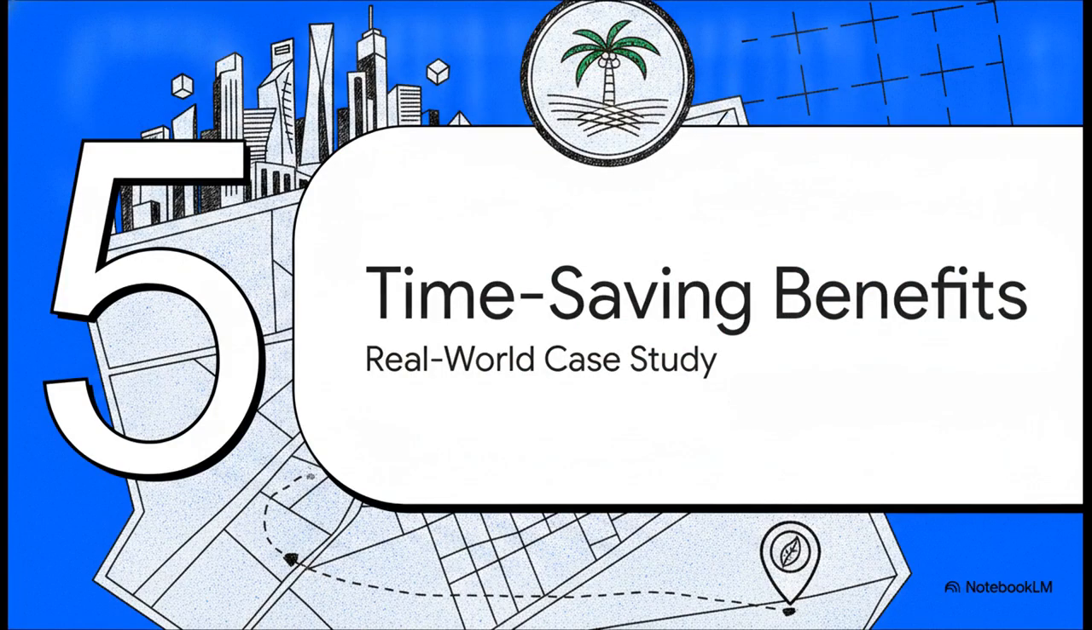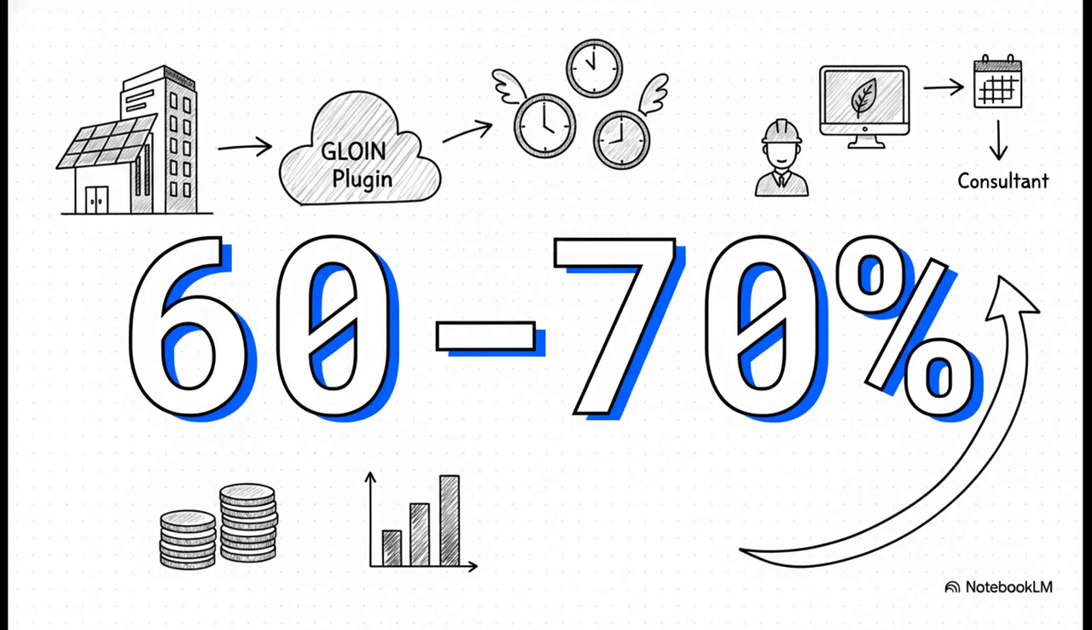Which brings us to our final section, Section 5, massive time-saving benefits. To prove this wasn't just some nice theory, researchers deployed the framework on a massive, real-world 2 million square meter hospitality project in Riyadh called the Arrival Courtyard. And the results? When the design team tested the LOIN plugin, they reported a staggering 60 to 70% reduction in time spent on lead documentation.